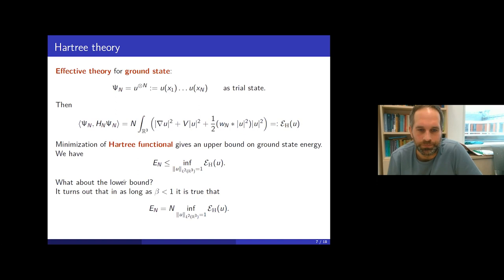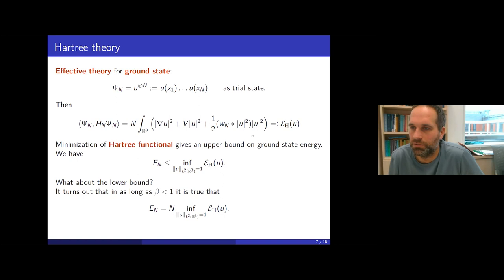Then it turns out that as long as in that scaling that I discussed before, beta is smaller than one, let us now fix three dimensions, it is true that, sorry, a misprint, there should be no N in here, when N goes to infinity the ground state energy is well described by this Hartree functional.